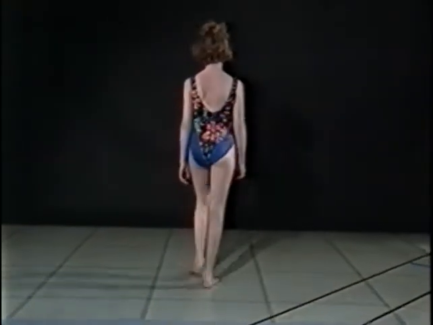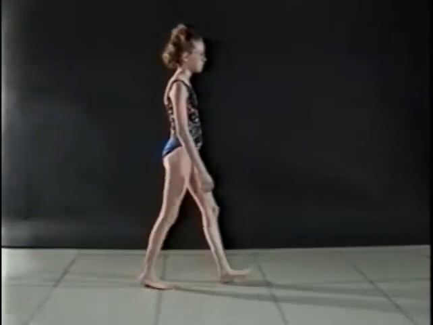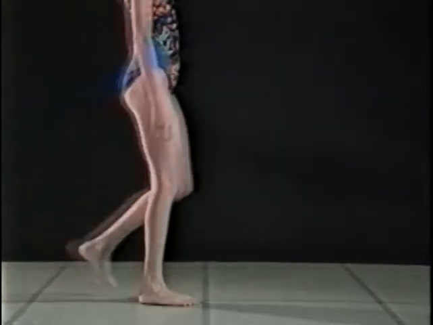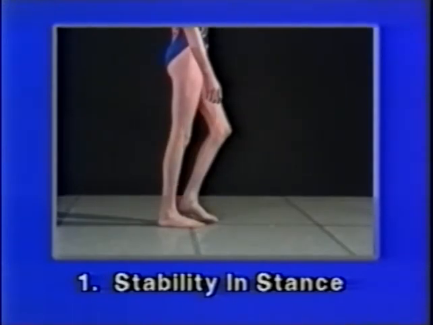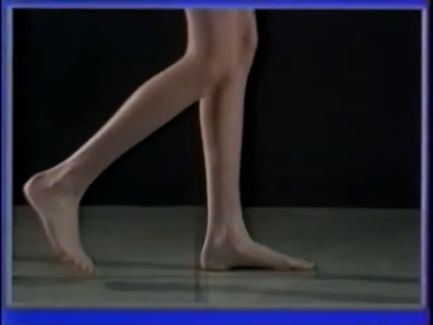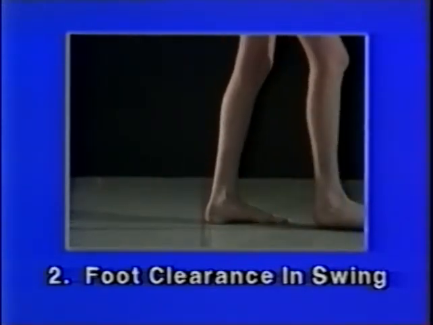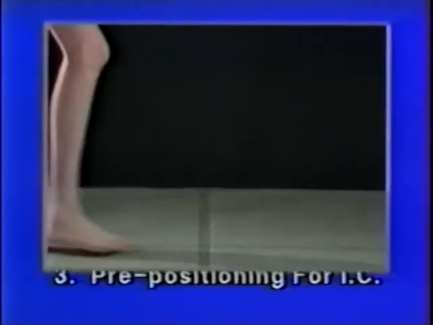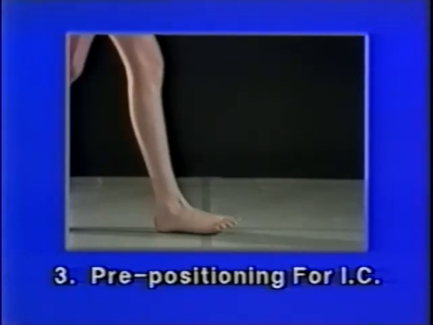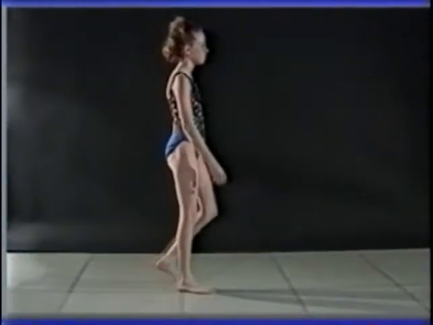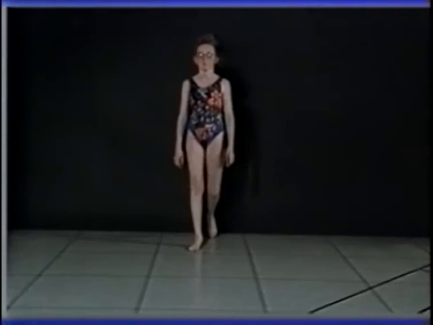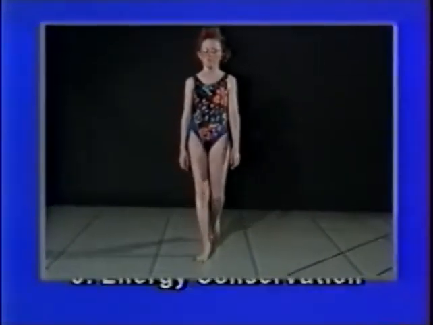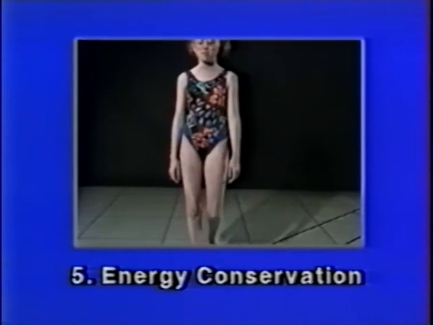Viewed at normal speed, it may be difficult to clearly identify each attribute. But when the motion is slowed, you can easily identify each one. 1 is stability in stance. 2 is foot clearance and swing. 3 is pre-positioning of the foot for initial contact. 4 is adequate step length. 5 relates to the energy used in walking. We call this energy conservation.